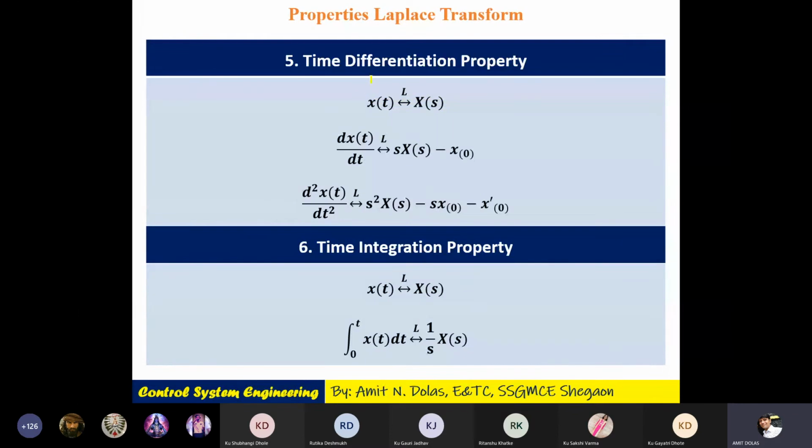Then time differentiation property. This is the function x of t with Laplace transform x of s. In time differentiation, what I did, I differentiated x of t with respect to time.